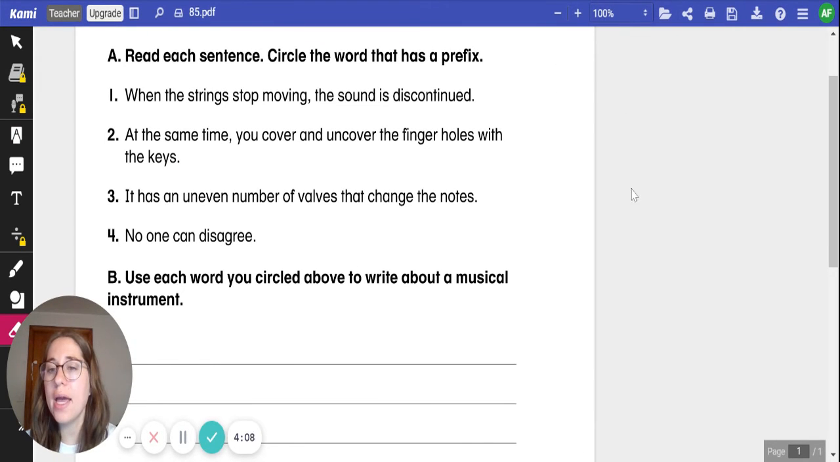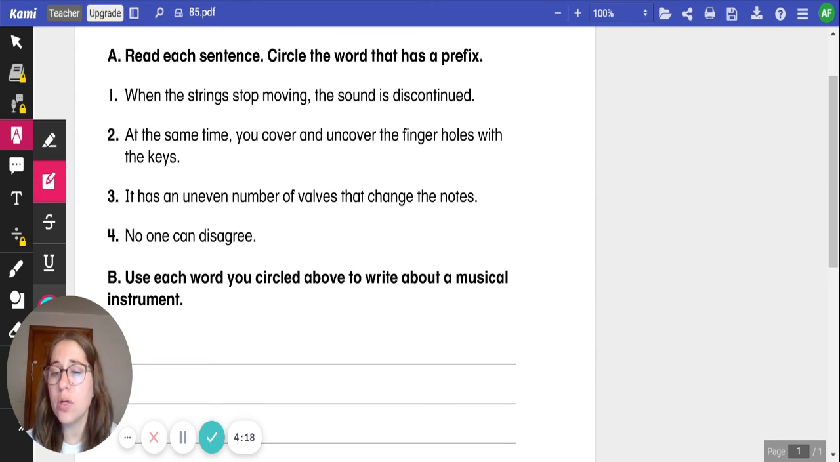All right, using that, we're going to go ahead and find our prefixes and identify them in each sentence. Go ahead and write 1, 2, 3, and 4 on your paper. I'm going to read each sentence and circle the word that has a prefix. So you're going to write the word with a prefix next to numbers 1, 2, 3, and 4. I'll do number 1 for you as an example.